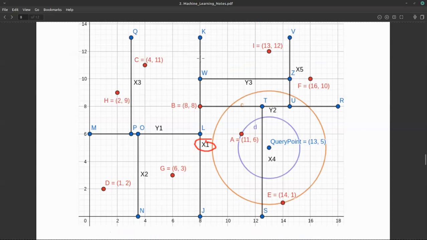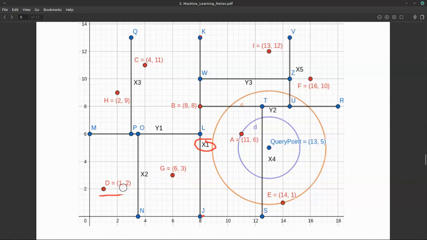So x1 is nothing but this line from here to here, dividing my space into two parts: less than 8, and greater or equal to 8. So on my left-hand side, I have only 4 points. This, and this. See, the x coordinates are less than 8. 4 is less than 8. 2 is less than 8. 1 is less than 8. 6 is less than 8.